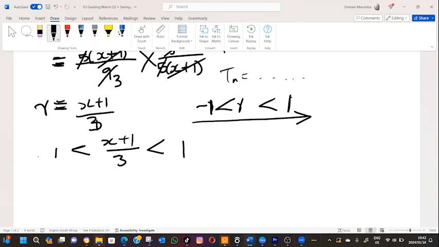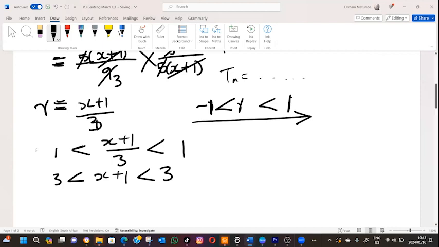So, if we divide by 3, we will have 3. If we divide everywhere by 3, we will have 3 is greater than x plus 1, greater than, less than 3 as well.